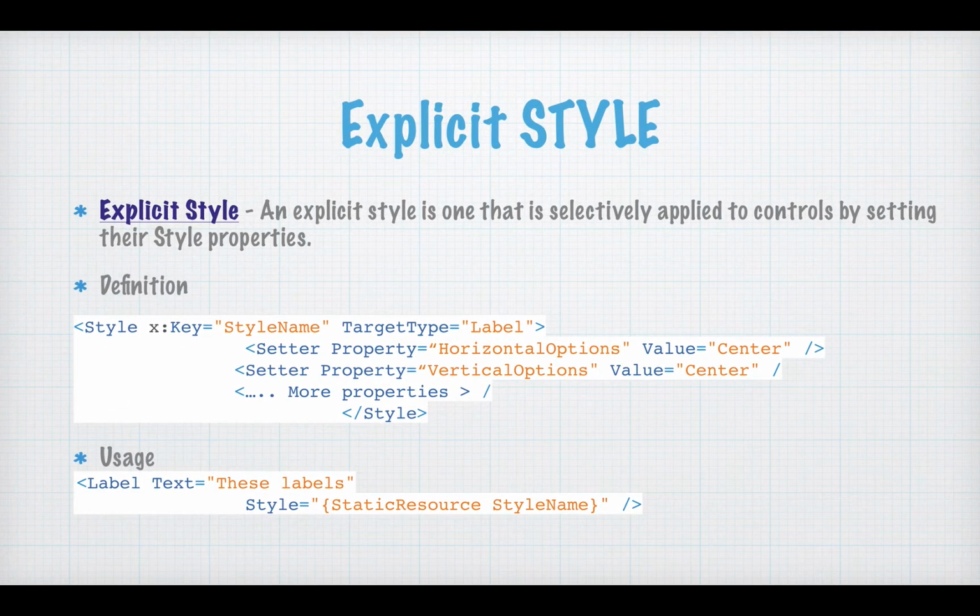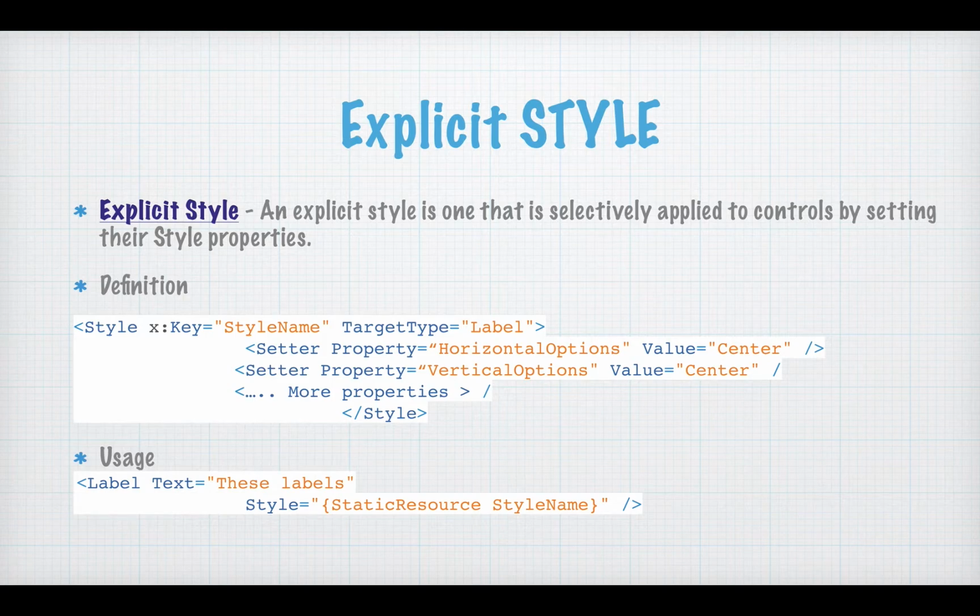First of all, we will define the explicit style. What is explicit style? An explicit style is one that is selectively applied to the control by setting their style properties. And you see the example right here. So I'm defining a style. Of course, you are wrapping it inside the resource and the resource dictionary, and you can still have it on all the levels. You can define it on application level, content page level, or the layout level also.